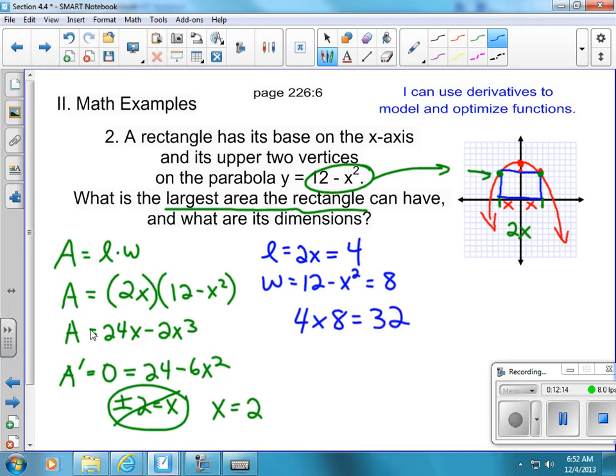And that will be units squared, whatever the units are, because that's an area. This is A max. All right, that's your answer. These are your two dimensions.